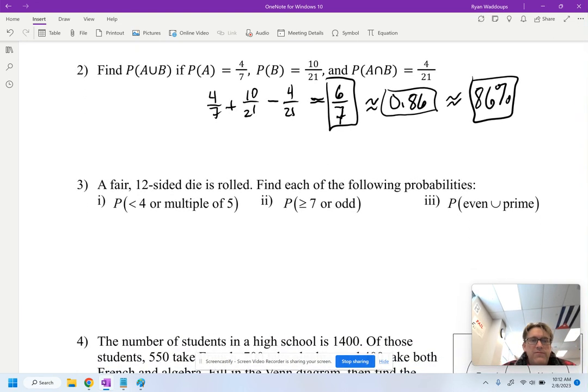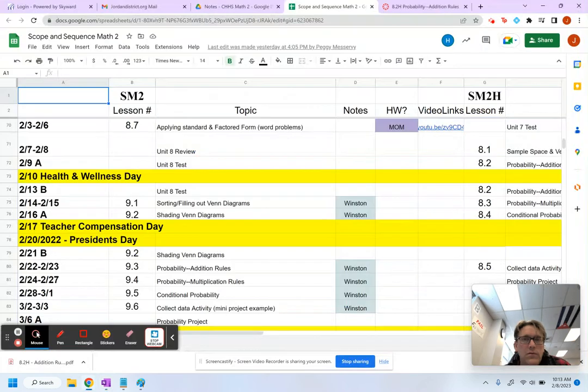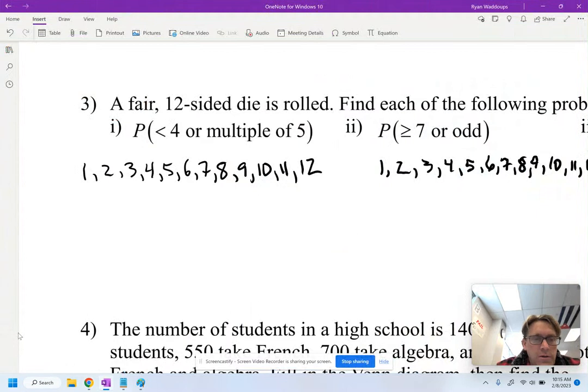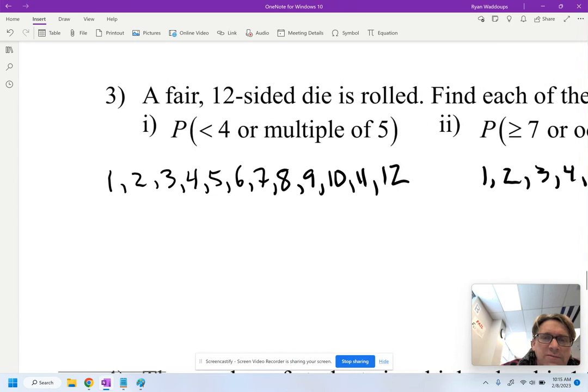Okay, a fair 12-sided die is rolled. Find each of the following probabilities. So what's the probability of less than 4? Give me just a second here. Okay, it's useful to sometimes list out your sample space. It's not always practical, but it is useful. In this case, we're looking for the probability of less than 4 or a multiple of 5.